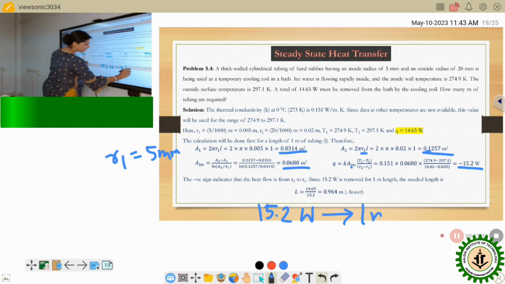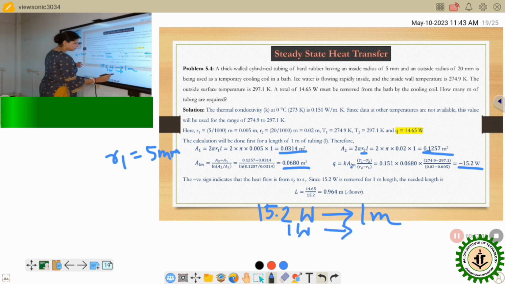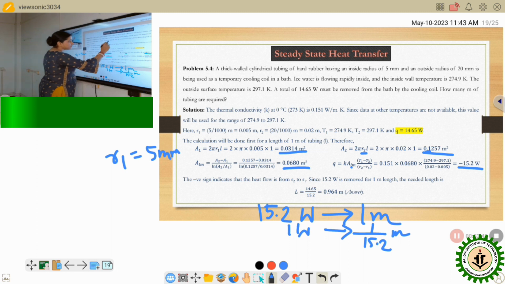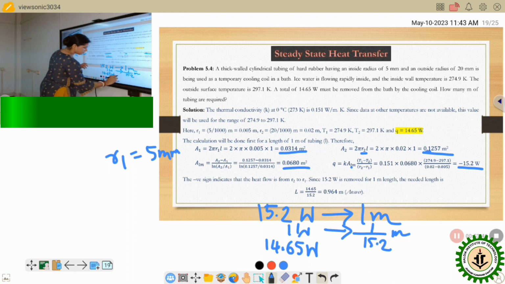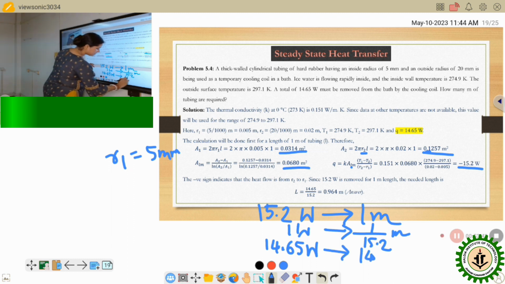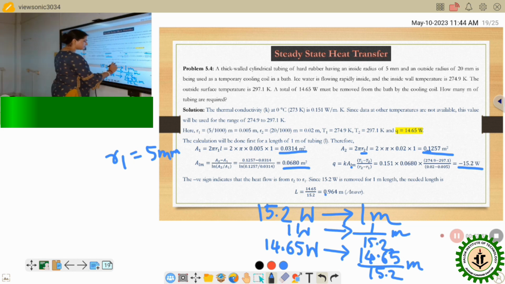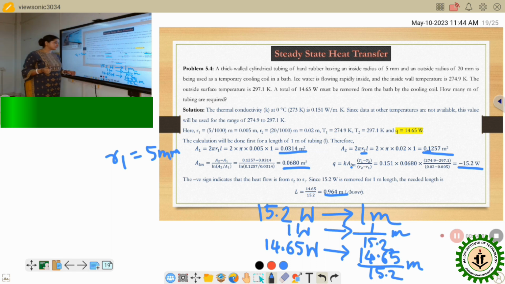So 15.2 watt is removed by 1 meter. So 1 watt heat will be removed by 1 by 15.2 meter, and 14.65 watt will be removed by 14.65 by 15.2 meter. So that is what is given here, and I will get the answer of 1964 meter. Again, I am telling you, do it yourself to understand it better.